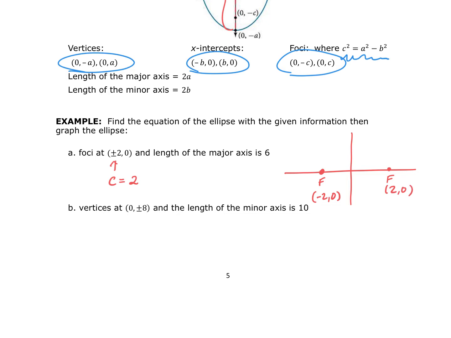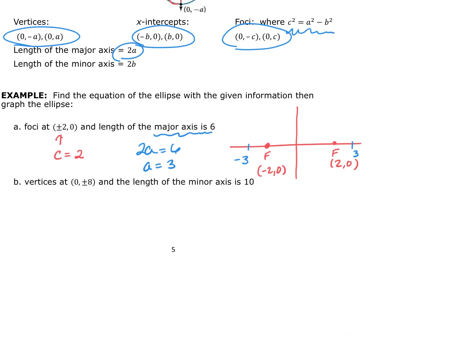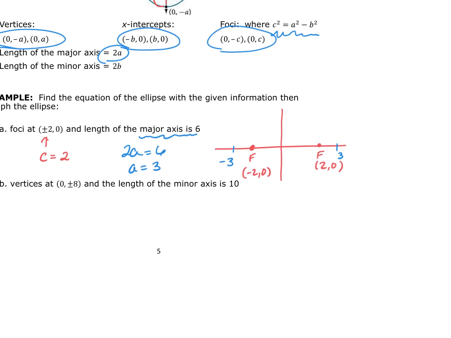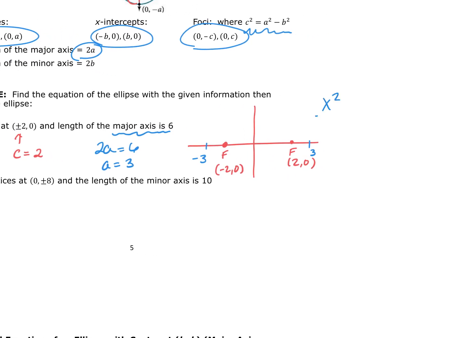That tells me that my x squared will have the larger denominator value. They also tell me my major axis is 6. Now remember, my major axis is 2a. So 2a must equal 6. That means a must equal 3. So I would go out 3 in this direction and 3 in this direction, and I found my major vertices. I also know, because of the orientation, that it's going to be x squared divided by a squared, so 3 squared, plus y squared.